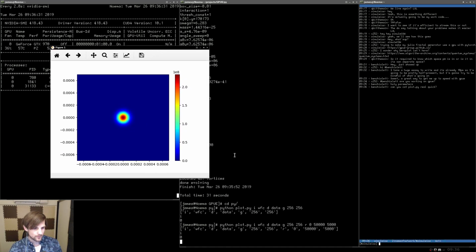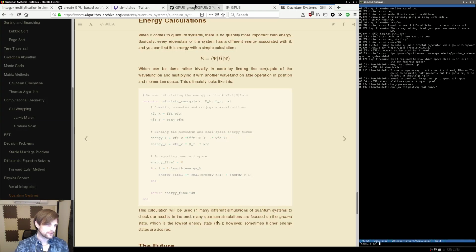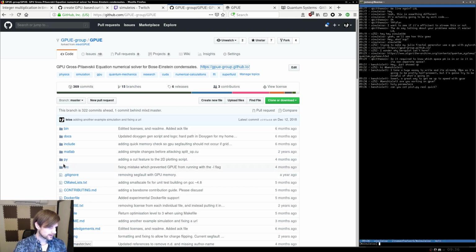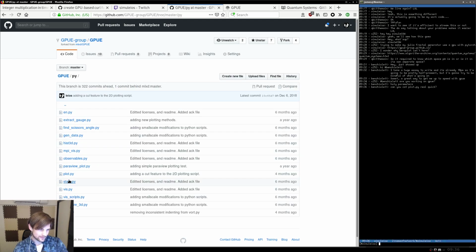Can you cat plot.py real quick? It's actually available right on GPUE. So if we just go to Pi, it's a real dumb script. I'm not going to lie.